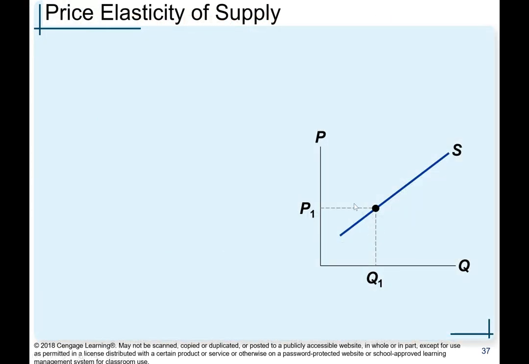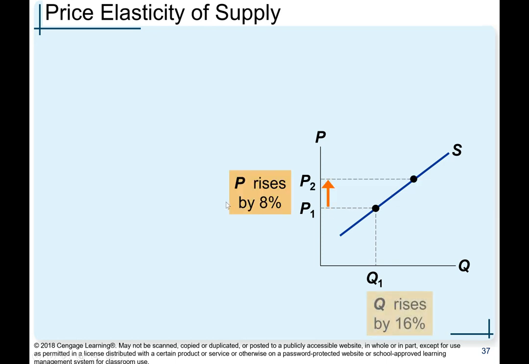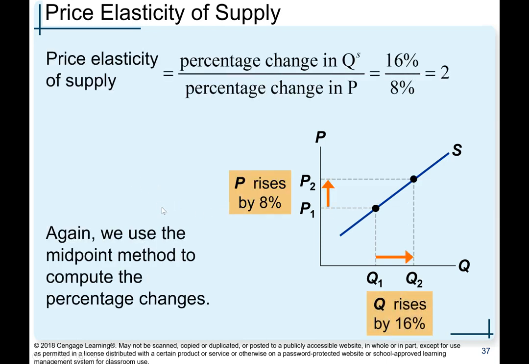So looking at a typical supply curve, if price rises from P1 to P2, quantity will rise from Q1 to Q2. Using the price elasticity formula, percentage change in quantity supplied divided by percentage change in price. So if quantity supplied goes up by 16%, that is the numerator, and the denominator, price rises by 8%, the elasticity coefficient is 2.